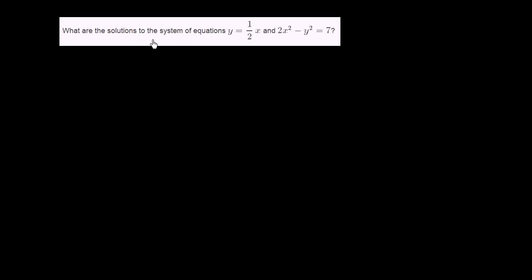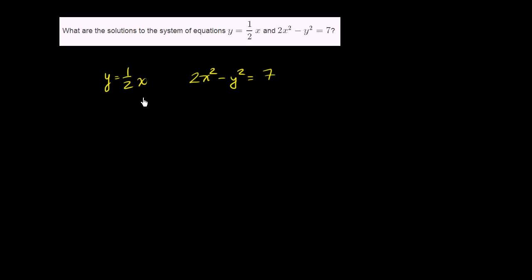What are the solutions to the system of equations y is equal to 1/2 x and 2x squared minus y squared is equal to 7? And they say solutions because if we view these as two curves, they could very well intersect with each other twice. So let's see what's going on here. We have y is equal to 1/2 x and 2x squared minus y squared is equal to 7.